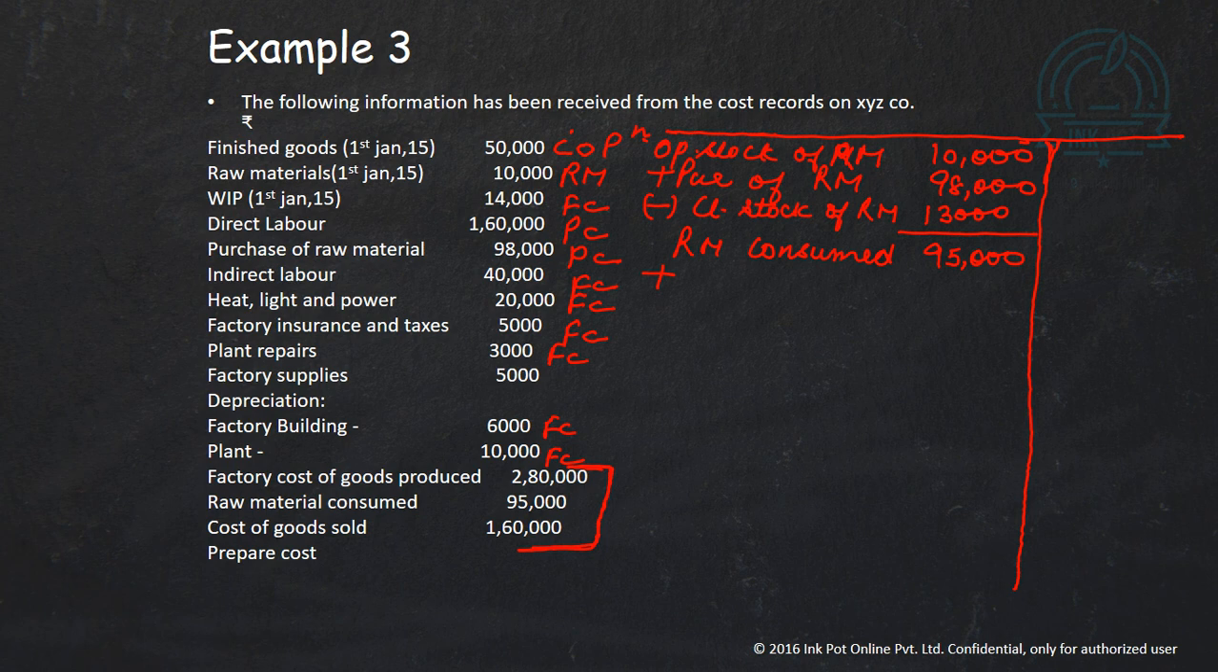Now to raw material consumed, we will add direct labor, which is 1,60,000. Now we are going to add 1,60,000 and add direct expenses. We are not given any direct expenses, so we will get prime cost. We are not given the prime cost as well, so that means direct expenses are nil. And the prime cost, by adding everything, is 2,55,000. Now to this prime cost, we will add factory expenses.